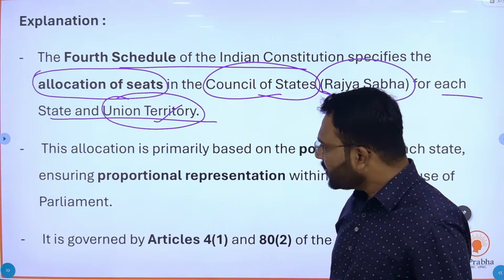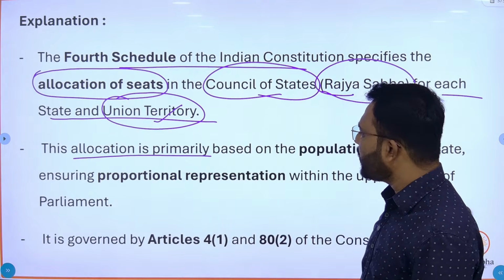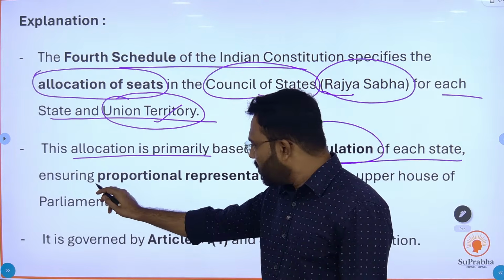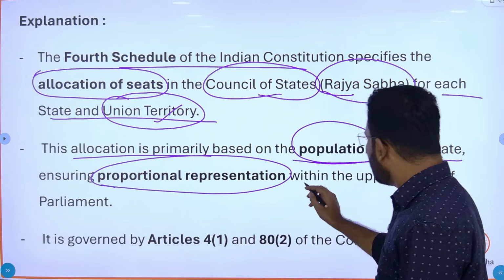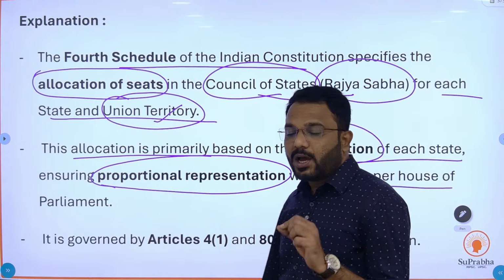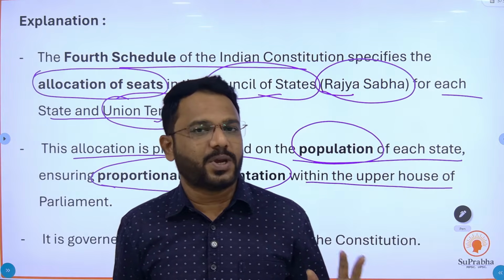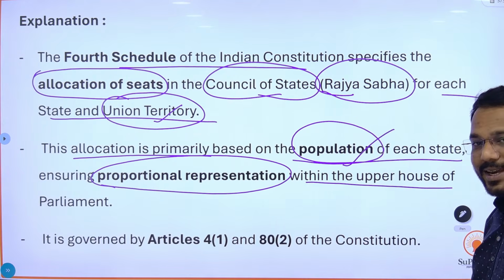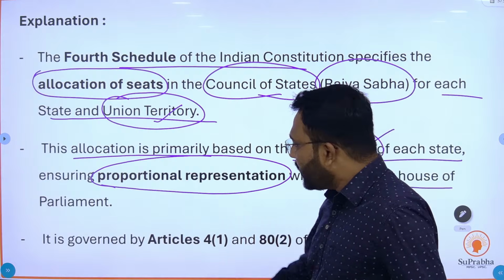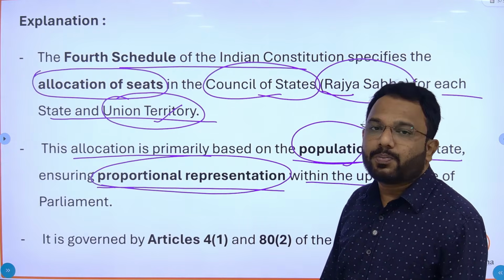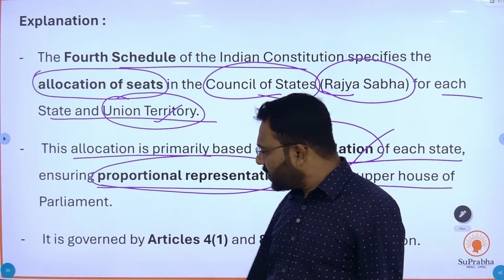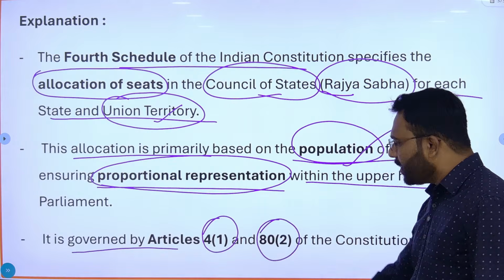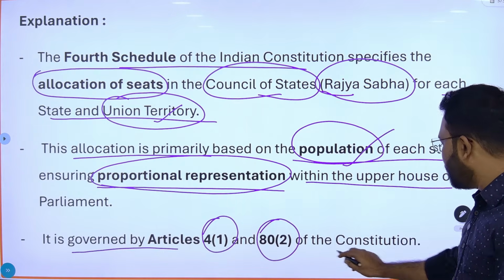Second statement says the allocation is primarily based on the population of each state and union territory, ensuring proportional representation within the upper house of parliament. Now you have two key pieces of information here. First, it is based on the population of each state, and it ensures proportional representation. Third, it is governed by Article 4A and Article 80 clause 2 of the Constitution.